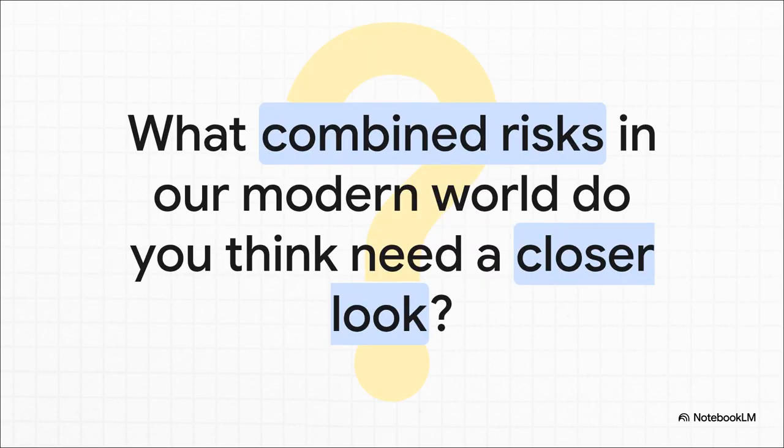And that's how it's done. That's how scientists look past the obvious to find those hidden connections where 1 plus 1 equals something much bigger. Which leaves us with a pretty important question, doesn't it? Now that you know how they spot these hidden dangers, what combined risks in our daily lives, our food, our habits, our environment, do you think need a much closer look?